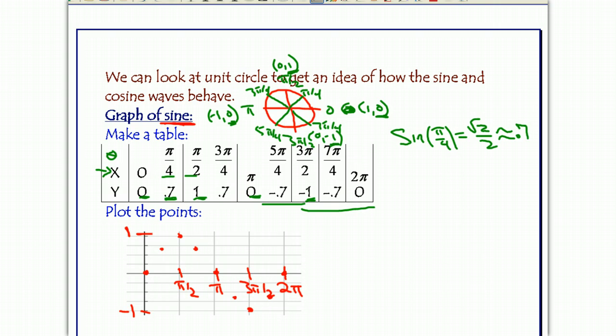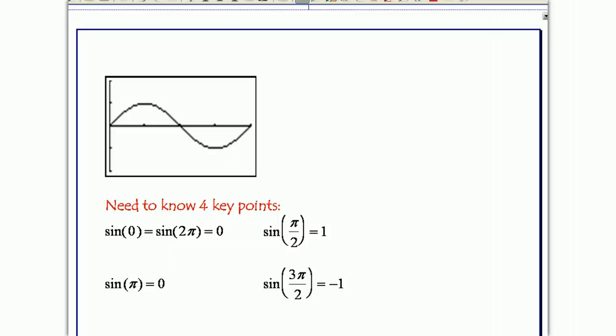Now we take those points, we connect them with a nice smooth curve. And this gives us a good look at our sine graph. If you want to see a nicer graph, we'll look at our calculator picture on the next page. And the calculator plotted a lot more than our points here. It plotted 100 points just about. And we look at that, and here's that graph of a sine graph.